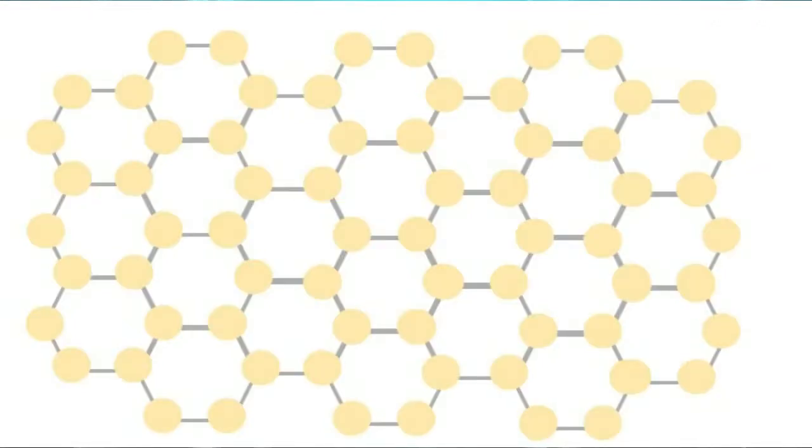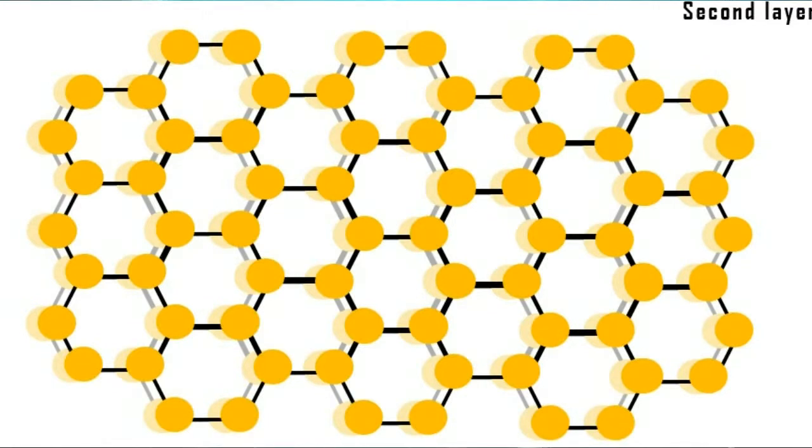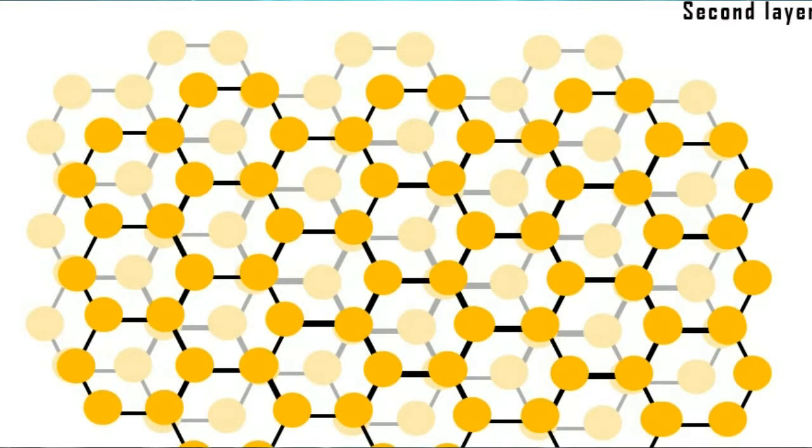So now let us stack the second layer directly on top of the first layer. We would actually observe the same thing. But if we were to stack the second layer by the AB arrangement, it would appear to be staggered. And now we observe something different.